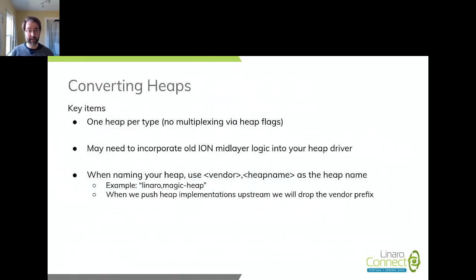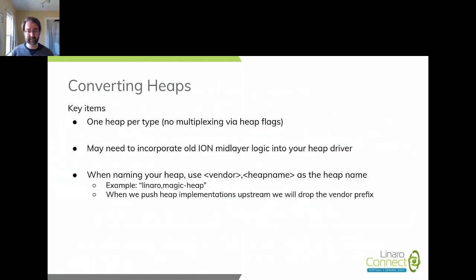All right, so if you have an Ion heap that you are planning on converting, there are a couple of key items to keep in mind. The big issue is since we don't have any heap flags, you can't multiplex different types of memory out of the same heap. So we need to have one heap per type. Now you can have one driver that exposes multiple heaps, so you can just export different heap names. But it's really critical that for each variant of memory that you want to expose, you have a unique heap name. Additionally, because we don't have that Ion mid-layer logic, you may need to incorporate some of that into your heap driver. Basically this can often just be pulling the Ion code into your heap driver itself, or looking at the system or CMA heaps that are already upstream as a guide.